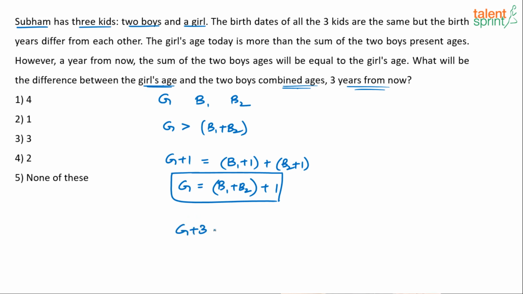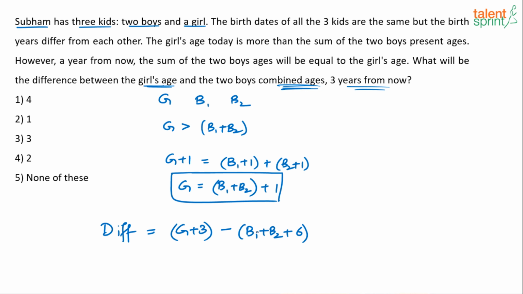G plus 3. Minus the two boys' combined ages 3 years from now, it will be B1 plus B2 plus 6. What is this equal to is the question. The difference, you have to find out this difference. What difference? The girl's age 3 years from now and the two boys' combined ages 3 years from now.